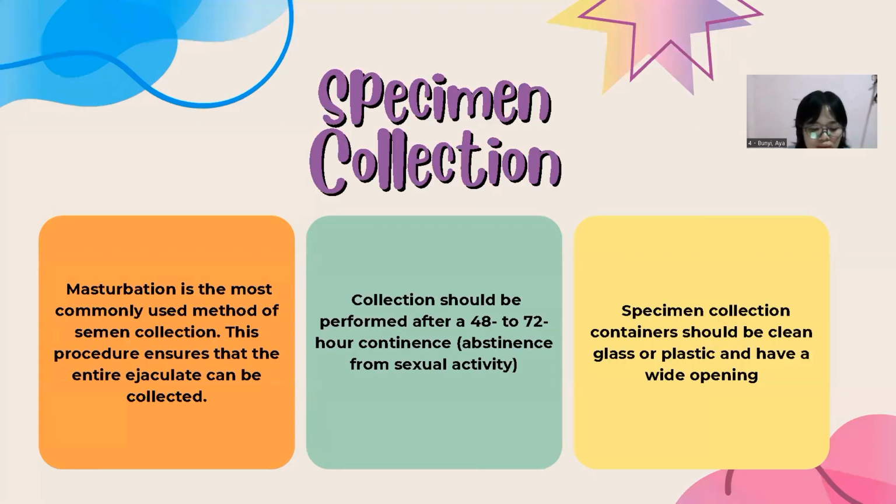So let's go on to specimen collection. The preferred method of semen collection is by masturbation. This procedure ensures the opportunity to collect the entire ejaculate. Collection should be performed after 48 to 72 hours of continence or abstinence from sexual activity.